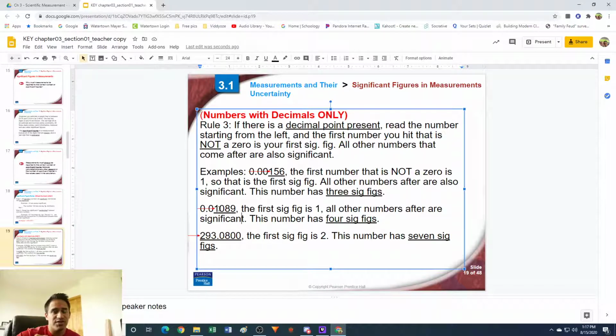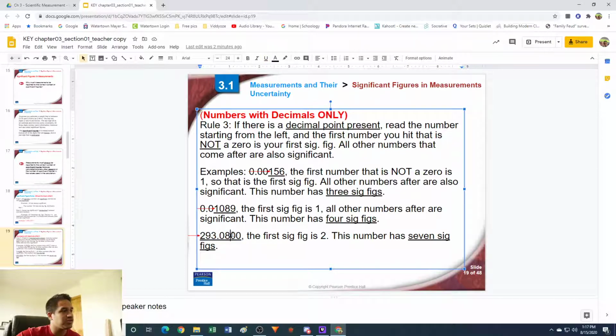And so that's our first sig fig, and then everything after that automatically counts. So this would have a total of 4 significant figures. Our last number, 293.0800. The first number we hit that is not a 0 is right away at the beginning, and that's the 2. So that's our first significant figure right at the beginning, and then everything after that automatically counts, which means all of the digits in this number are significant. So this would have a total of 7 significant figures, okay?